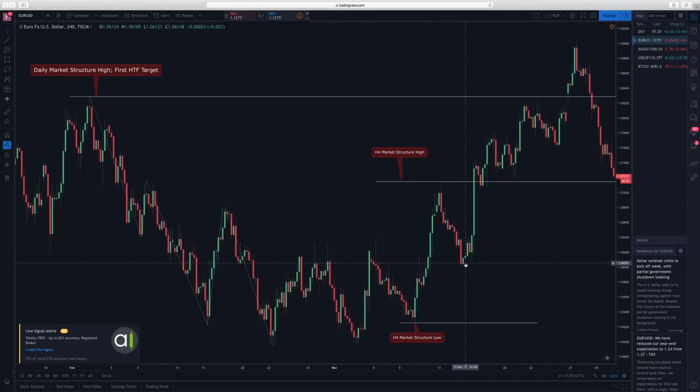Generally, if you're like myself, you're most likely going to get in here and close it out here, then get in at the next higher low area and close it out here, and then get in at the next higher low area and close it out here. You're going to keep doing that until you get into your first higher time frame target area, simply because once we get here, we've now passed the old higher high, so we're getting into higher high territory now.